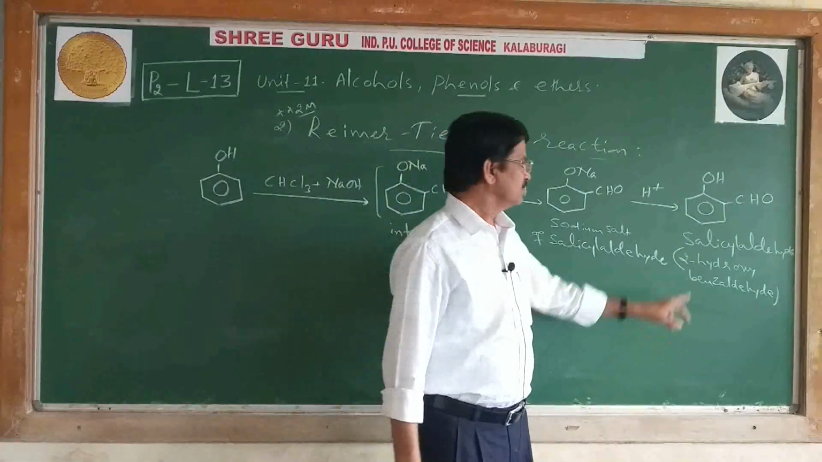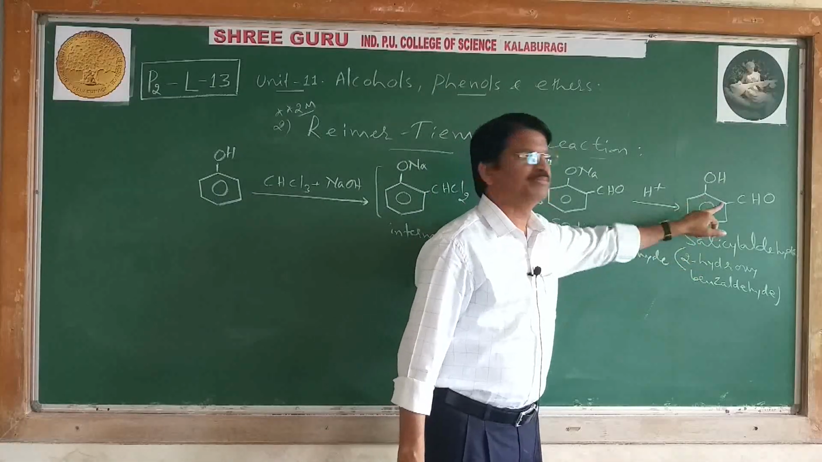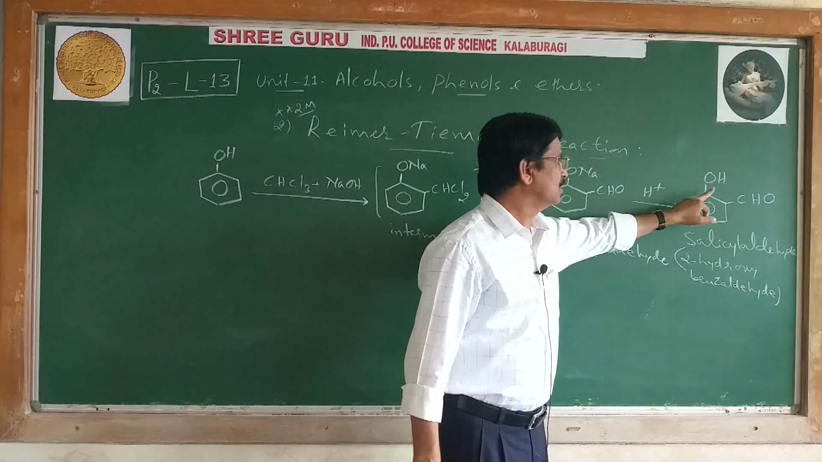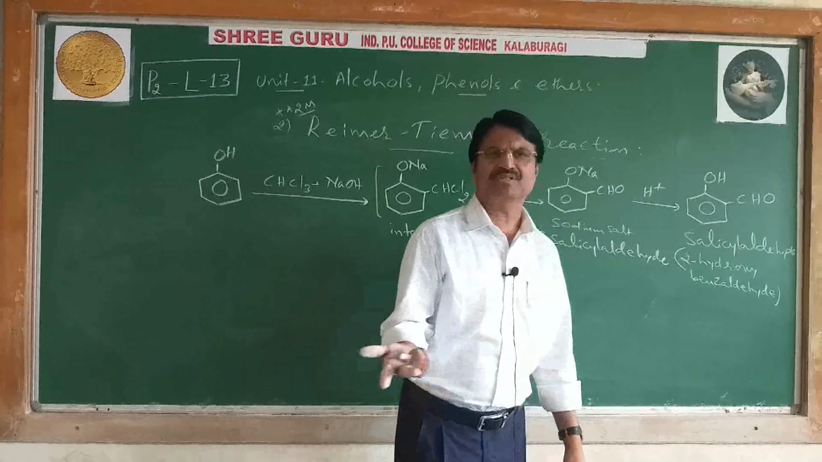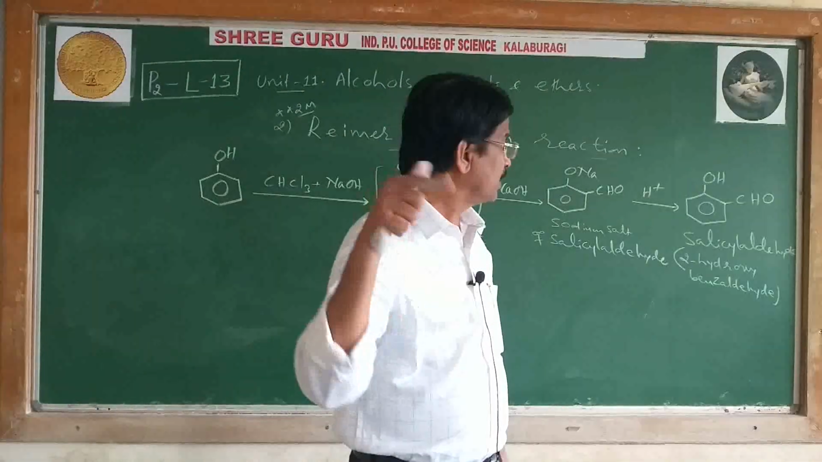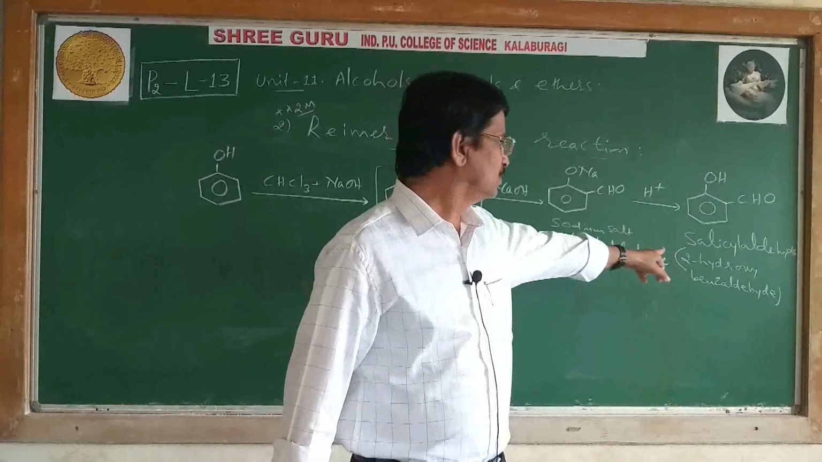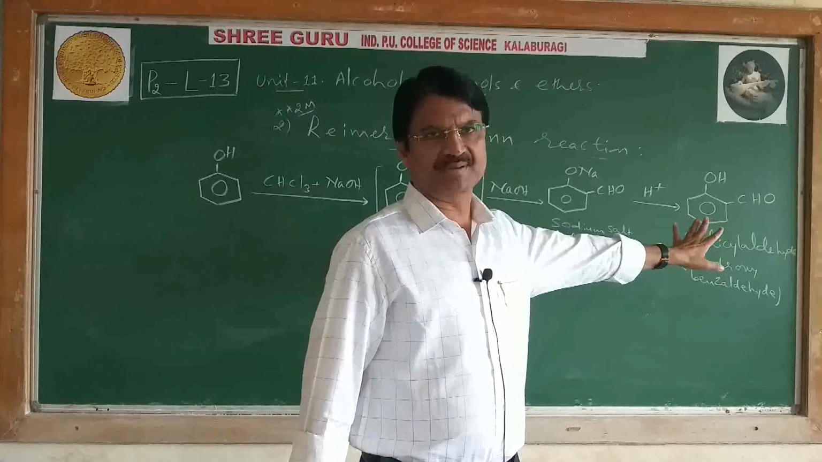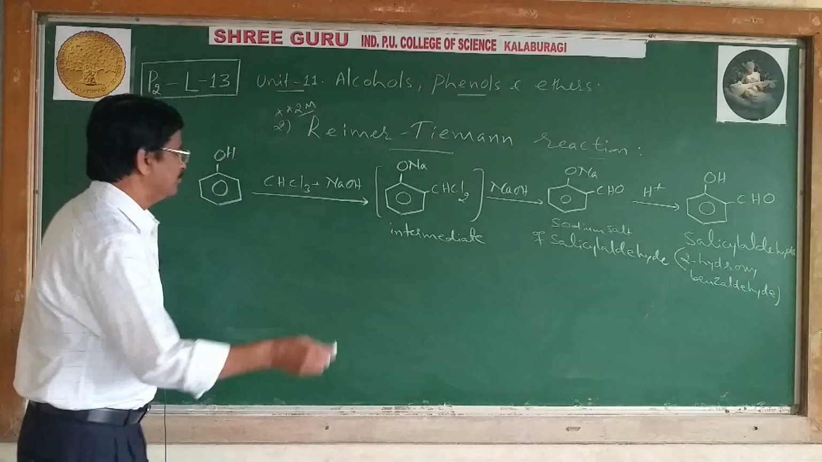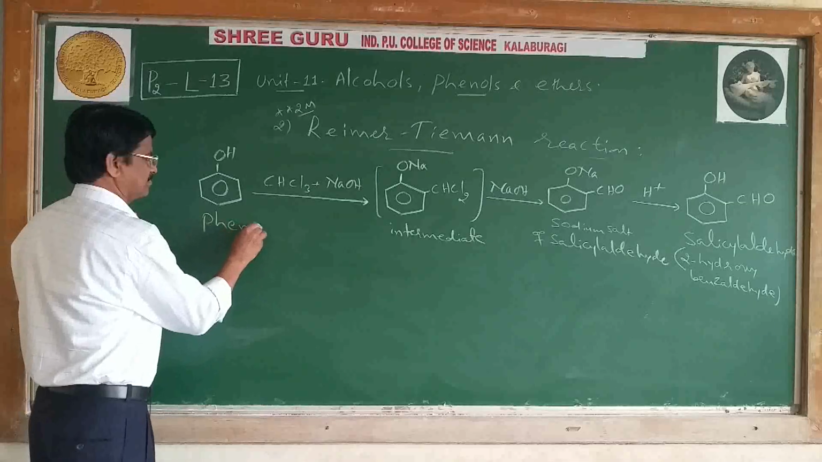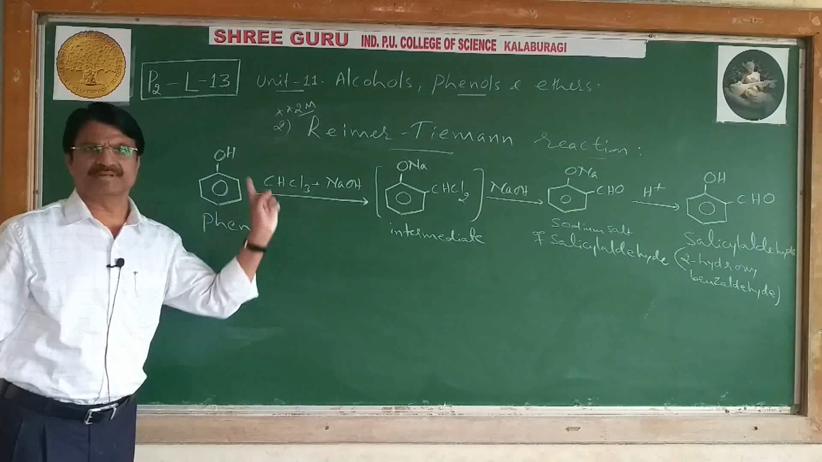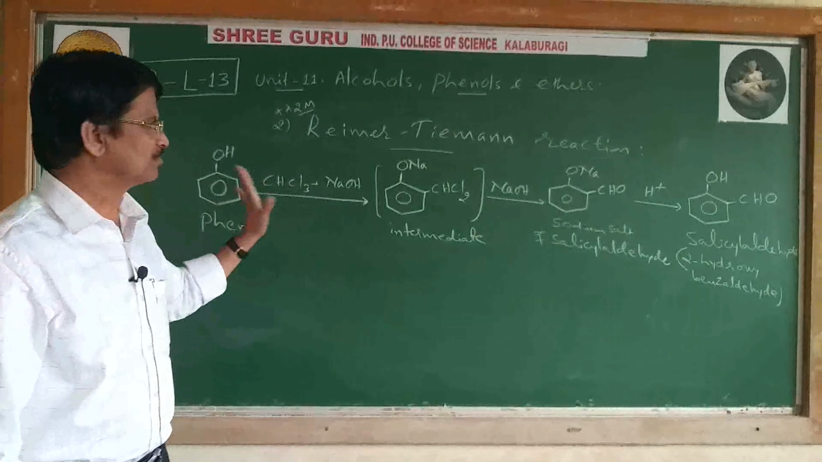The IUPAC name of salicylaldehyde is 2-hydroxybenzaldehyde, or it is also called ortho-hydroxybenzaldehyde, but ortho-hydroxy is the common name. 2-hydroxy is the IUPAC name. If they ask for the IUPAC name of salicylaldehyde, you would write 2-hydroxybenzaldehyde. This is the correct name. In the theory paper, better write like this: phenol to salicylaldehyde. This equation you write. This is mentioned in the NCERT book. This method you have to follow.